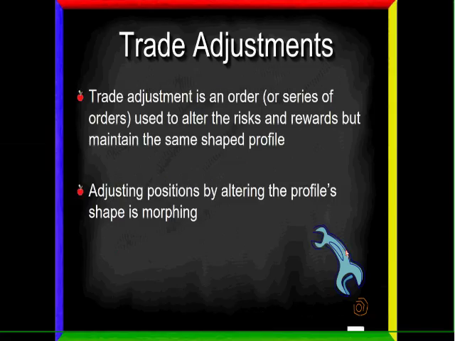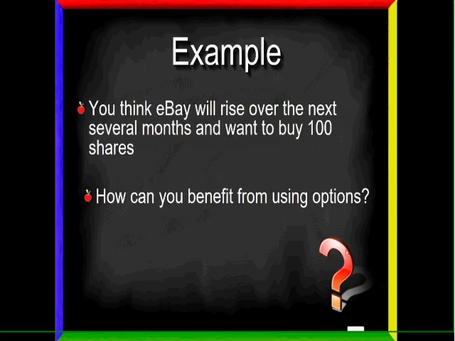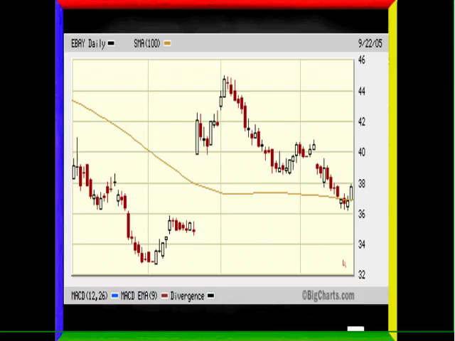So let's take a look at an example here. Now you think eBay will rise over the next several months and want to buy 100 shares. How can you benefit from using options? Now this is an example I did way back in the day with Steve, but it's such a great example, I've kept it in here. But here we had, and what do you all know from Steve's class? Look at this over here. Bull kicker off of a major moving average.